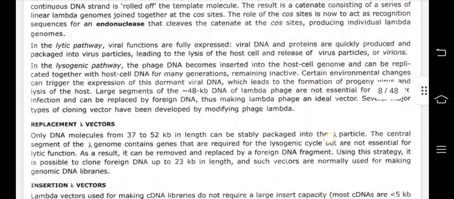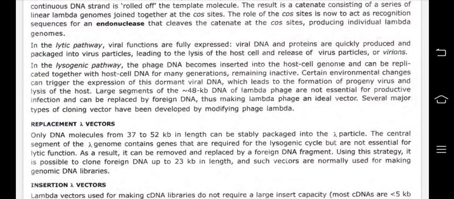In the lytic pathway, viral genomes are fully expressed. Viral DNA and proteins are quickly produced and packaged into virus particles, leading to the lysis of the host cell and release of virus particles or virions. In the lysogenic pathway, the phage DNA becomes inserted into the host cell genome and can be replicated together with the host cell DNA for many generations, remaining inactive. Certain environmental changes can trigger the expression of this dormant viral DNA, which leads to the formation of progeny virus and lysis of the host.